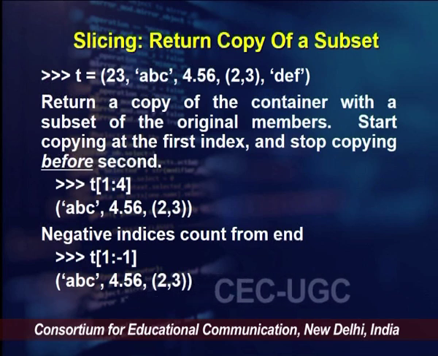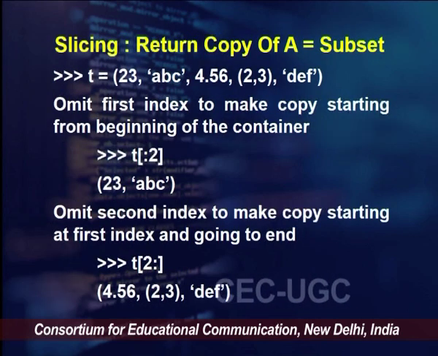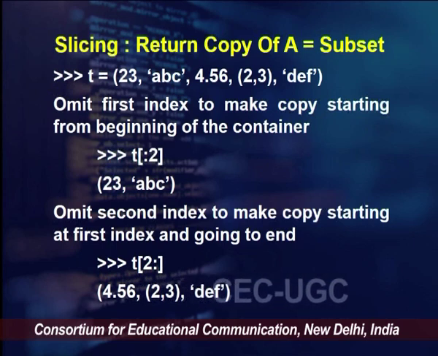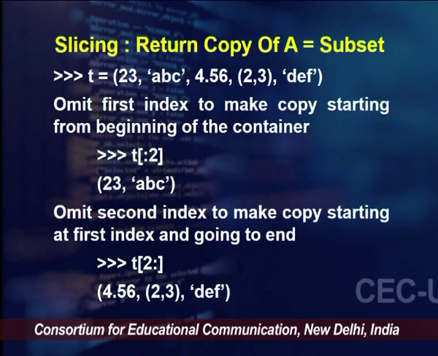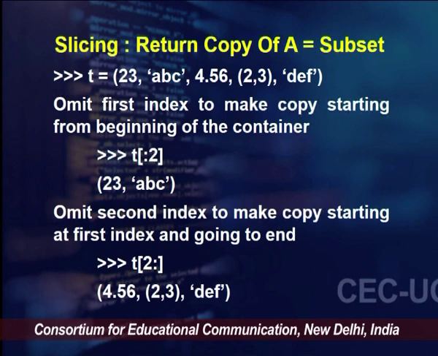So, this way we can return a copy of a subset of the string. Please understand, the main item is not going to be changed, it is only a copy of a subset that we are getting here, right. If you want to omit the first index to make a copy starting from the beginning of the container, then you simply write :2. In this case, your slicing operation will always start from the 0th index and it will give you the 2 characters or the 2 items from that, right.